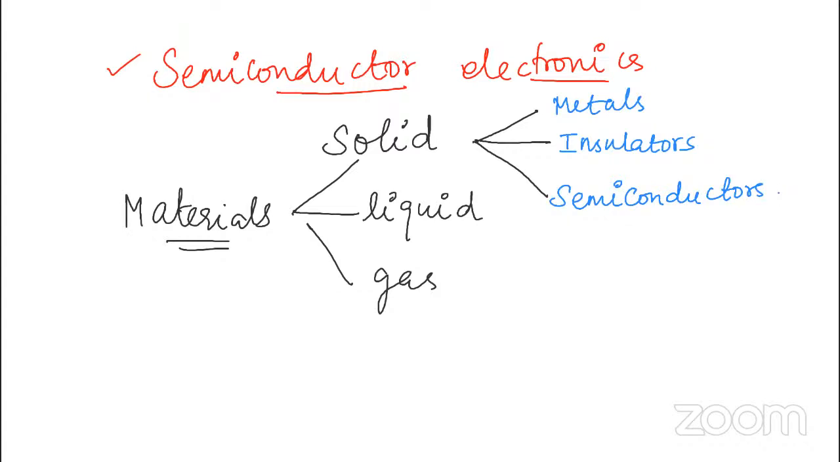Okay, materials you can categorize into three. First one is solid, second one is liquid, and third one is gaseous substances. Okay, so from the material classification, there is the solid material. Based on the conductivity, we can classify the material into three types: metals, insulators, semiconductors.